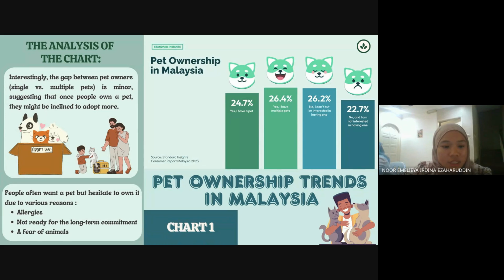The analysis of this chart is that 24.7% have a pet in their house, 26.4% have multiple pets in their house, and the other 26.2% are not interested in having a pet.